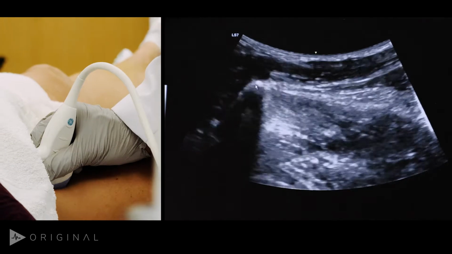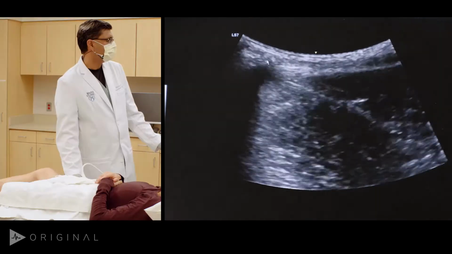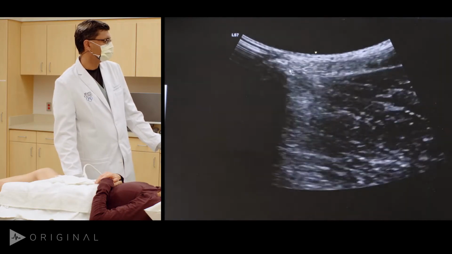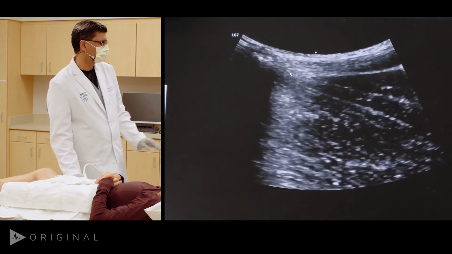And on the same side, if you go higher up, you want to find the anterior superior iliac spine, and that is where the sartorius origin takes place. It is extremely superficial. So we might have to change the transducer for this.